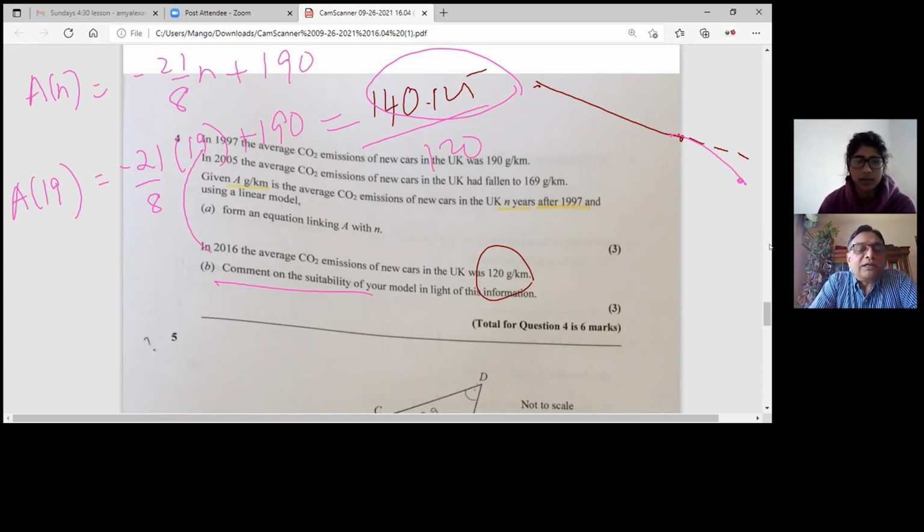So you have to read the question. Can you please read the question again from here? In 2016, the average CO2 emissions of new cars in the UK was 120. Part B, comment on the suitability of your model in light of this information. Correct. So basically moving forward, as we see, 1997, 2005, and then 2016. So according to our model, what do we expect in 2016? This is what you should be checking first, right? And then what did we get?